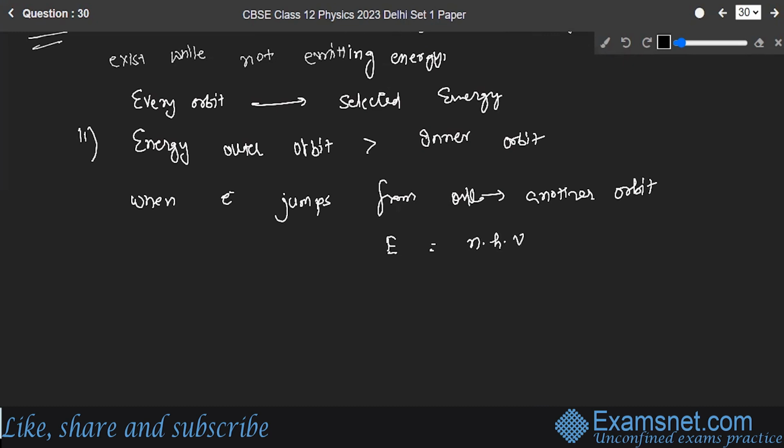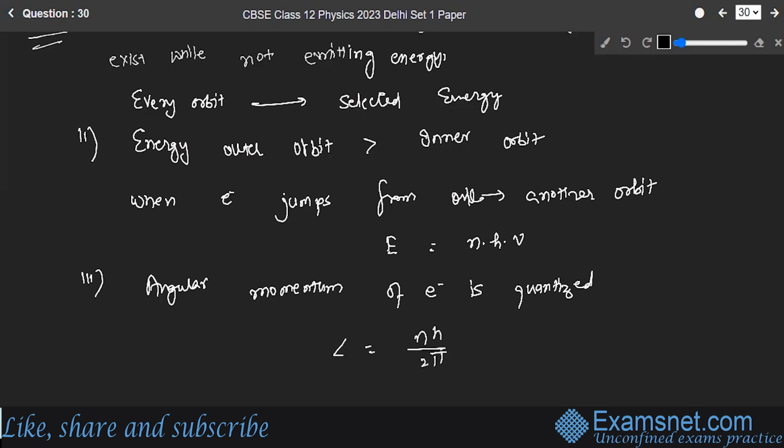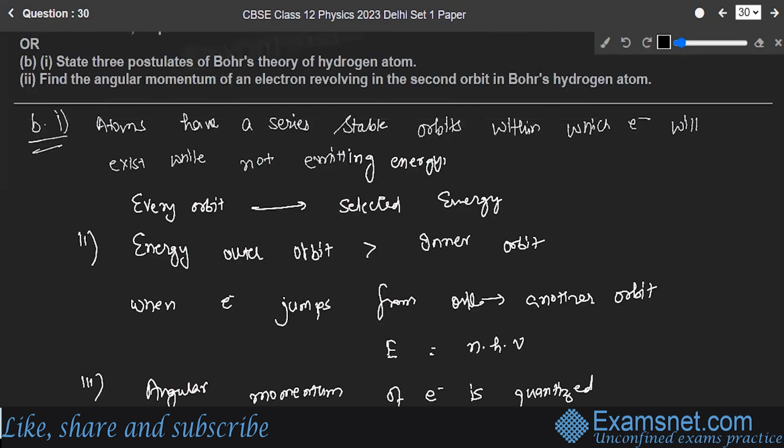The third one: the angular momentum of the electron is quantized, which can be shown like this. Angular momentum of the electron is quantized. This is given by nh upon 2 pi, where n can be 1, 2, 3, 4, like that. All right, so this is the first part, the Bohr's model.